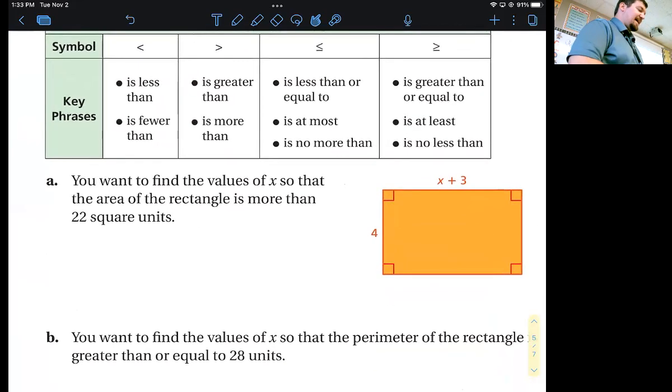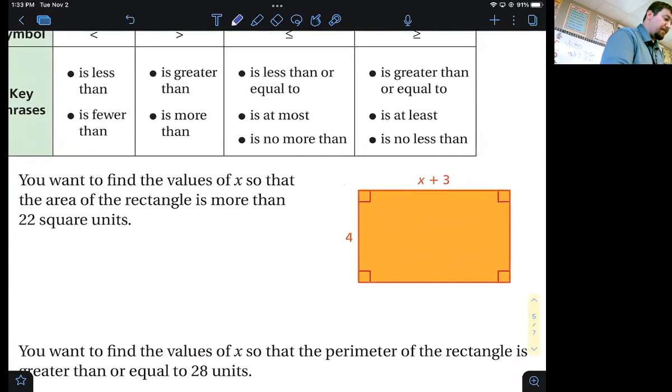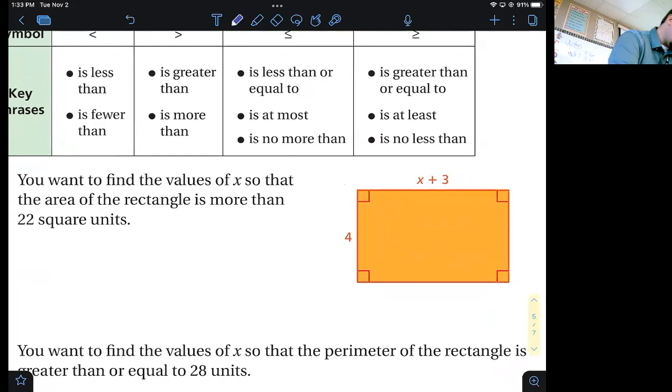This is like the last activity we did from last chapter. You want to find the values of x so that the area of the rectangle is more than 22 square units. How do I represent the area of that rectangle? Yep, and what would I plug in for those? And then it says is more than, so what symbol?